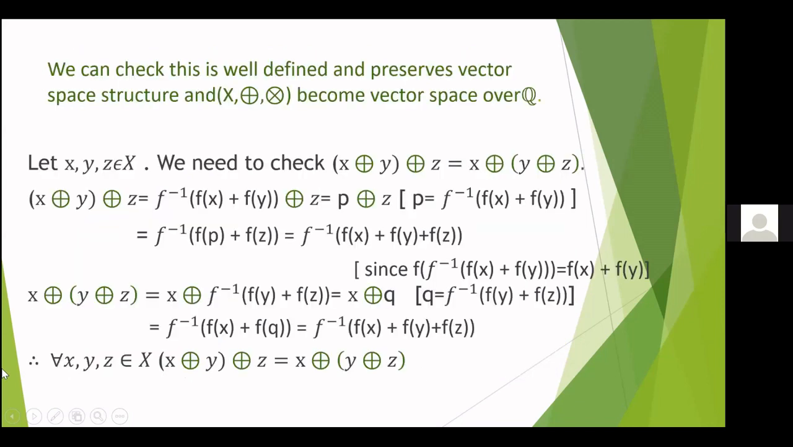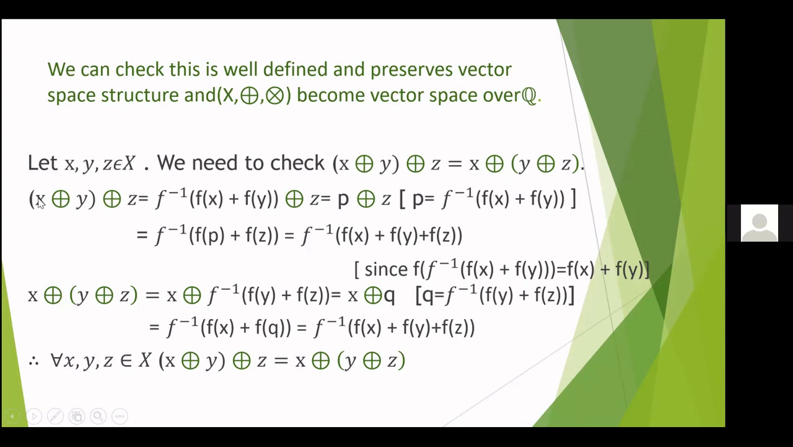Now my claim is that X will be a vector space over Q for these two operations, addition and scalar multiplication. But I need to check that X satisfies all those conditions for a vector space for these two operations. First, we are checking the associative property. So we take any 3 elements from capital X, that is x, y, and z. Now we need to check whether this holds or not.